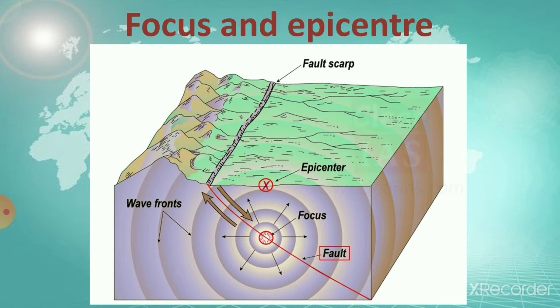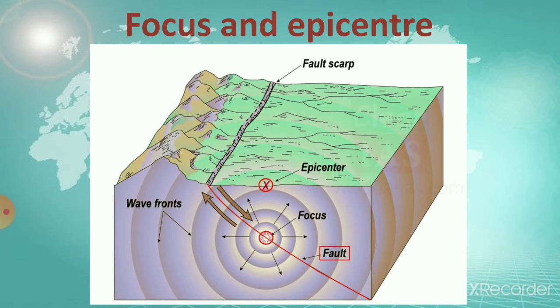Now look at the figure. The place of origin of an earthquake is called focus. You can see it in the figure, right? So focus is the place of origin of earthquake. The point on the surface of the earth which is vertically above the focus, you can see the cross mark. Yes, that is epicenter. So the place of origin of an earthquake is called focus, and the point on the earth surface which is vertically above the focus is the epicenter of the earthquake.